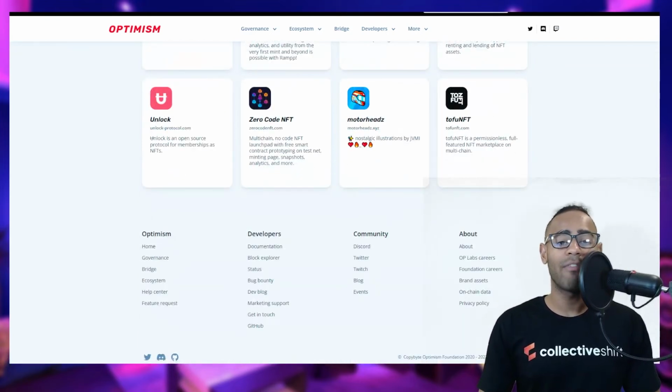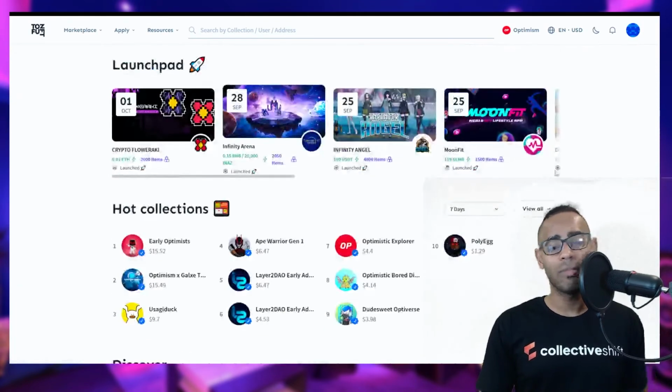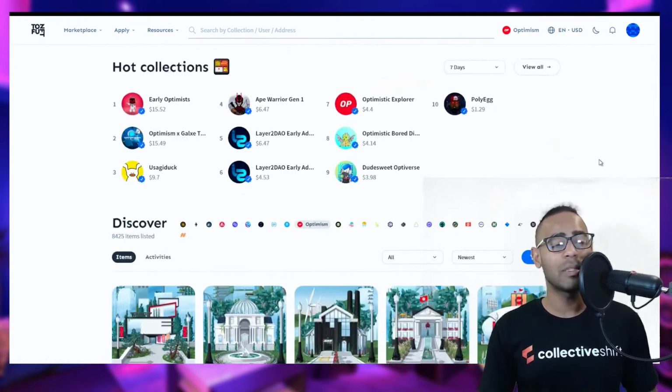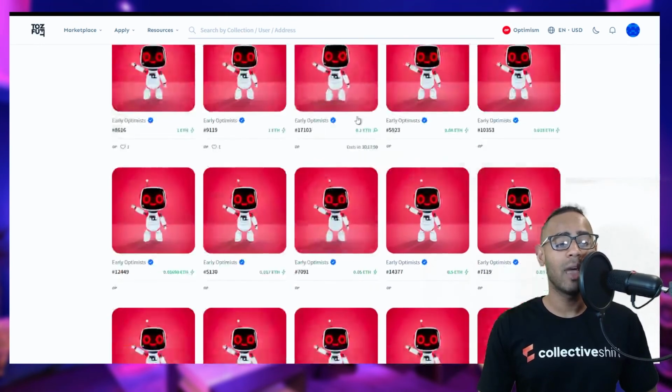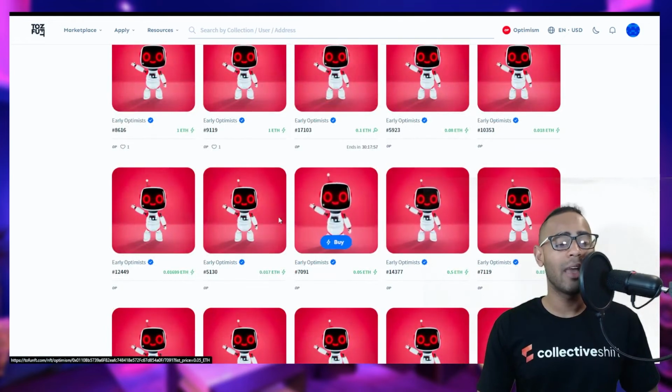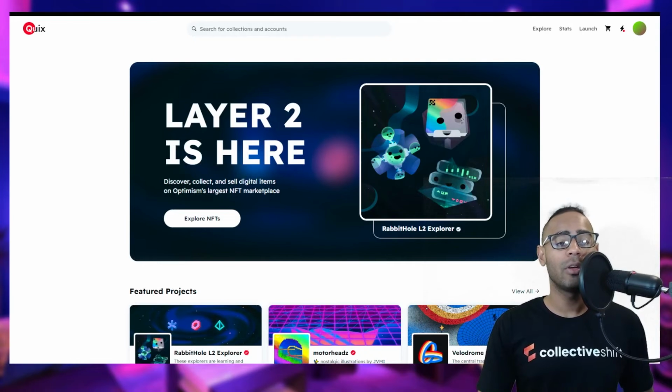And then, of course, we have the last one, which is OpenSea. ToFu NFT is one of the major Optimism places. You can see some of the hot collections on here. Early Optimism people, there are 82 players in here. There's only 25 listed, and they are the same NFT. You can buy one of these, but I would recommend not to buy any NFTs at the moment. The next thing I want to show you is Quix.